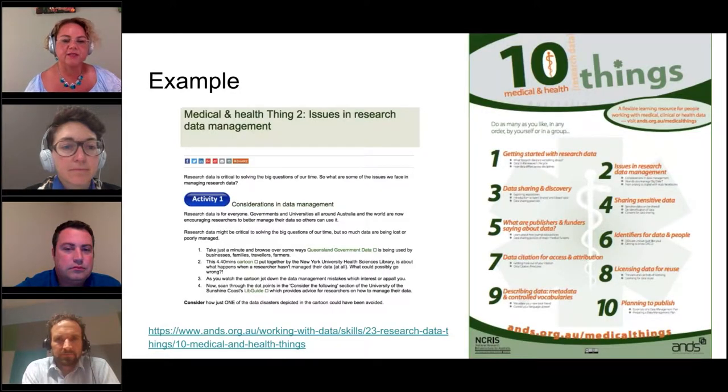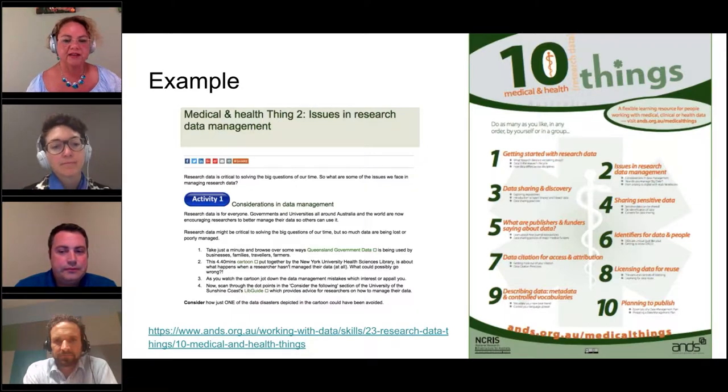So here's an example of the top 10 things. In this case, it's not actually a top 10 FAIR thing specifically, but it is a top 10 health and medical things related to research data. So this was created by ANDS before we're now joined with the ARDC, but we don't have the branding on that poster. However, you get the idea of what is covered in this particular resource.